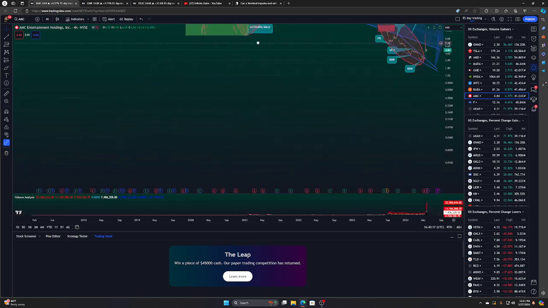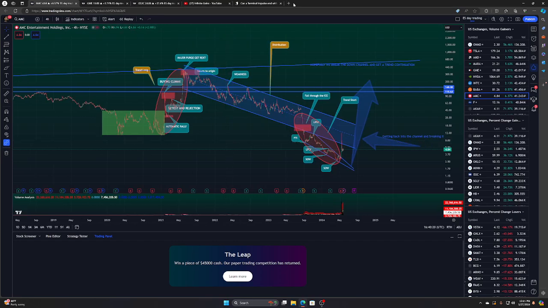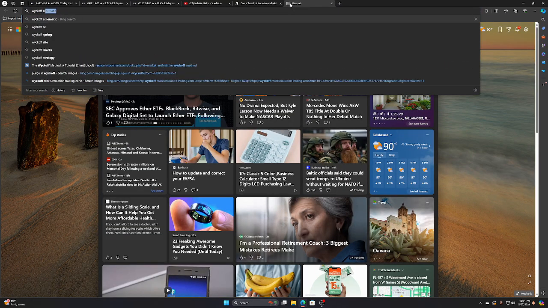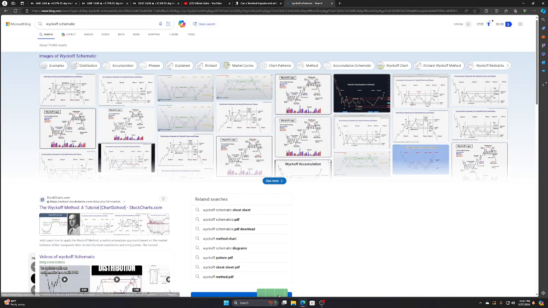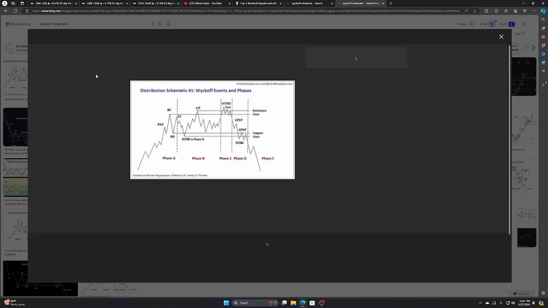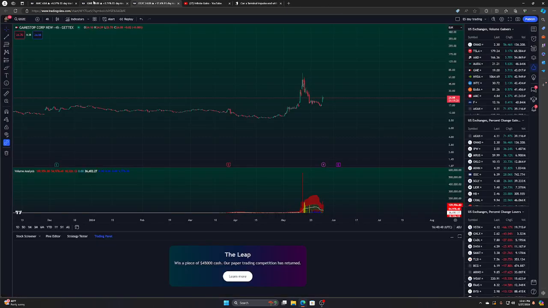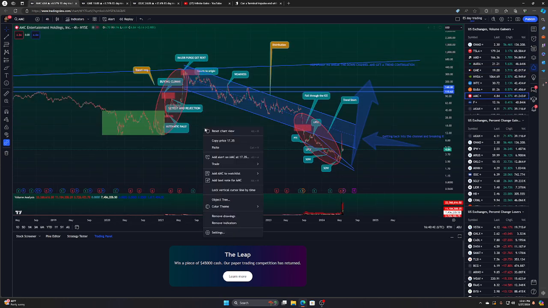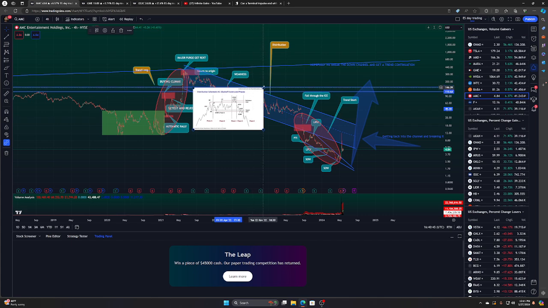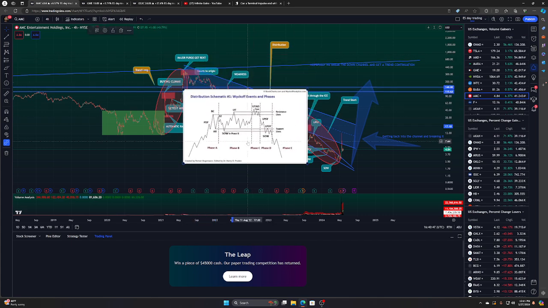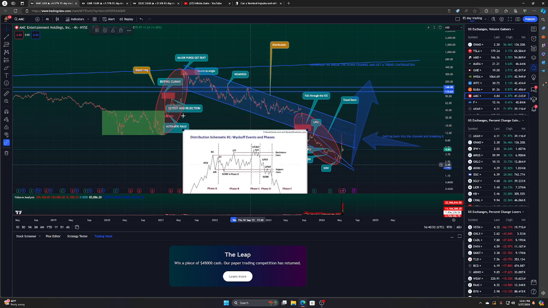Wait, what happened to my schematic? This one's pretty simple. Let me just copy that image, put that here, boom, paste. You see how your buying climax is in the distribution, and it's like, why is it all the way down here? I don't know.